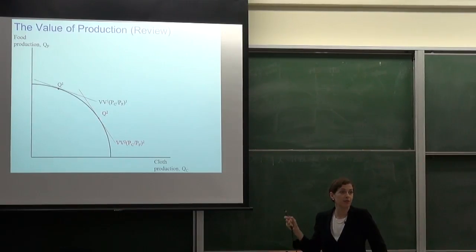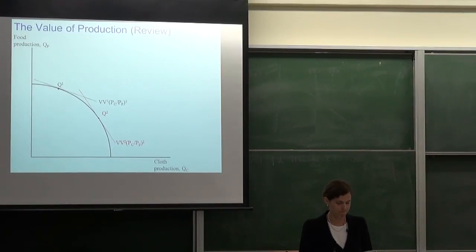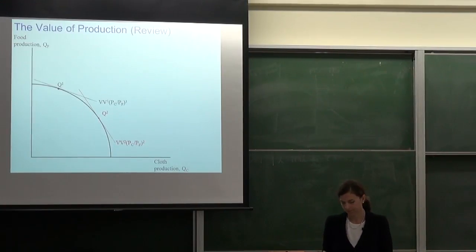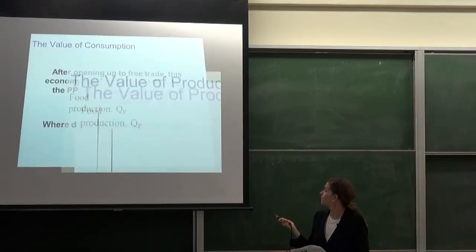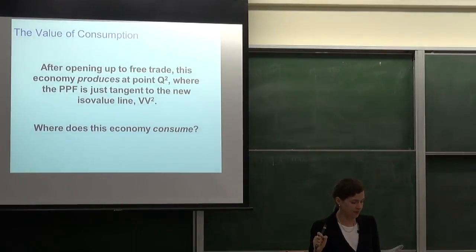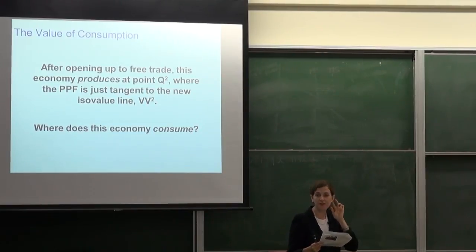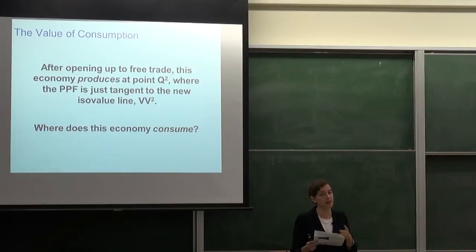So now at our new relative prices, where the relative price of silk is much, much higher, that economy will maximize the value of its production, not at Q1, but at Q2, which has, as Yuma said, much more silk production and much less rice production, much less food or rice production. All right. So after opening up to free trade, this economy, which is Japan, in the mid-1800s, it produces now at point Q2, which is where the production possibility frontier just barely touches or is just tangent to the new ISO value line with the new slope based on the new prices.